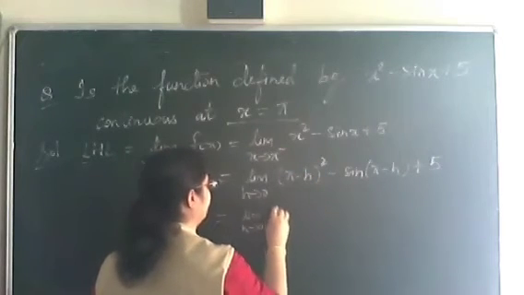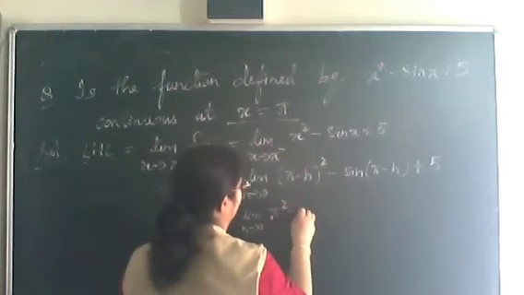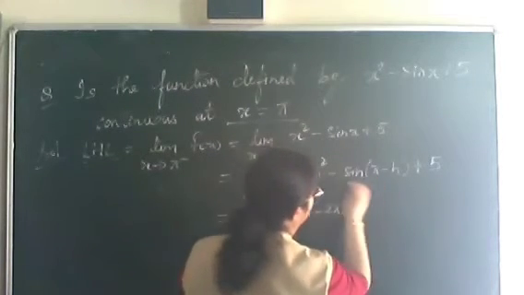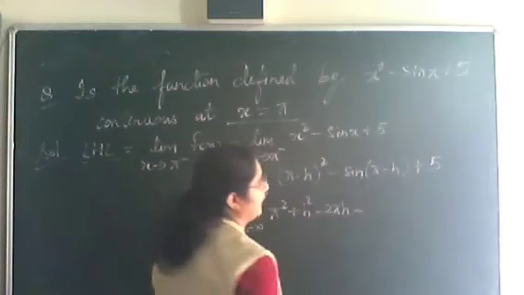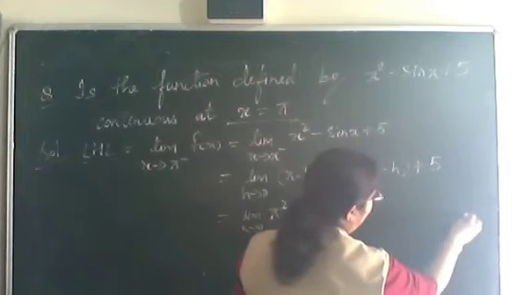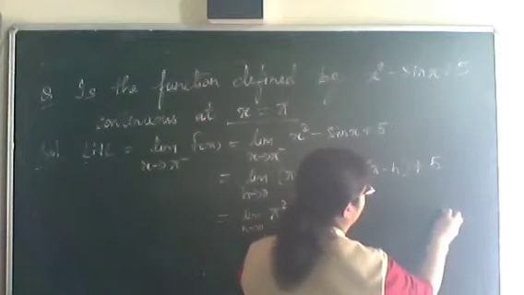But we will do each and every step so that it will be clear to everyone. So it will be what? Pi square plus h square minus 2 pi h. Now this will be minus sine 180 minus theta. What is sine 180 minus theta? Just see here. Which quadrant will it lie in? Sine 180 minus theta, here only.